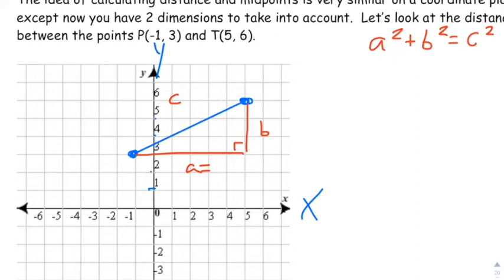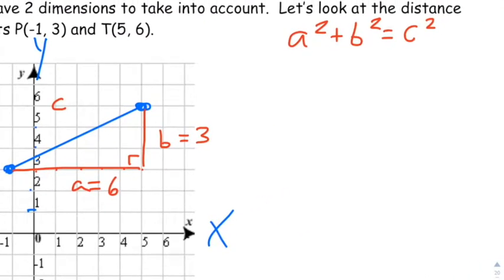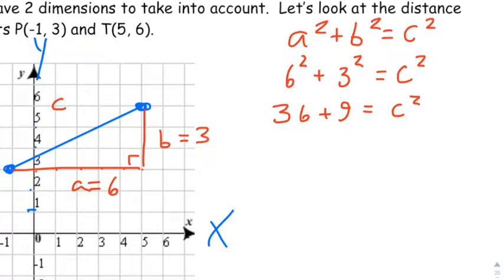So let's count how many units over we are for a. Here you got 1, 2, 3, 4, 5, 6 units over. Right over here, you got 3 units going on right there. So then we're going to say, okay, 6 squared plus 3 squared equals c squared. So you got 36 plus 9 equals c squared, 45 equals c squared, and then we're going to square root both sides. c is the square root of 45.